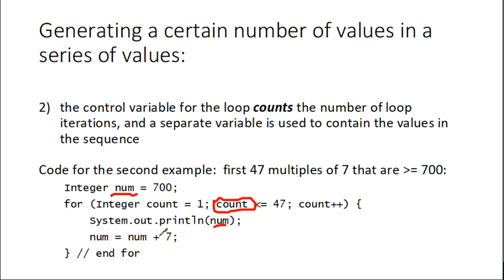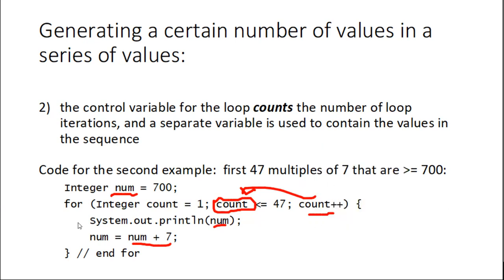What do I do? I print the value of num, but then I also have to update num so that it is the next multiple of 7 the next time I go around through here and print it. So after I print the current value of num, the new value of num should be the old value of num plus 7. Right? And then I go back up here and add 1 to count, and I do the test again. So every time I add 1 to count, that's one more time I'm going to potentially go through the loop, and I will only go through 47 times.